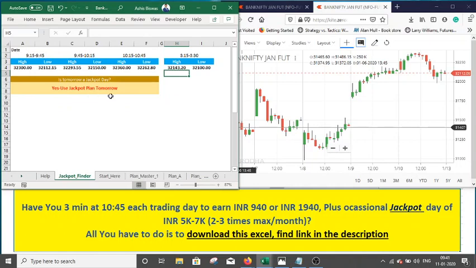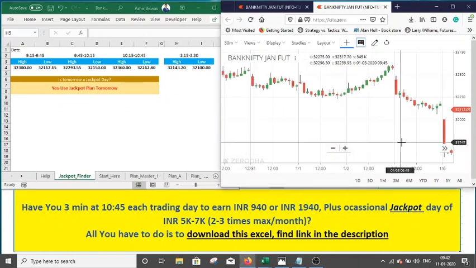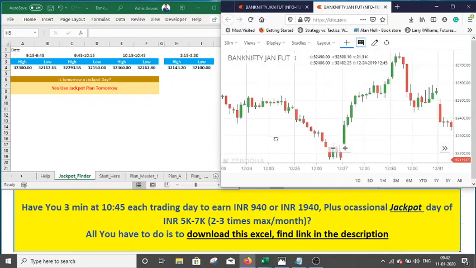Yes, use jackpot plan tomorrow. That means it is anticipating that tomorrow, that is the next Monday, there should be a big movement. Now when I say big movement, what kind of movement? For that we have to check the last jackpot day, that was 26th of December. Now I will put the data of the 24th in a similar manner.